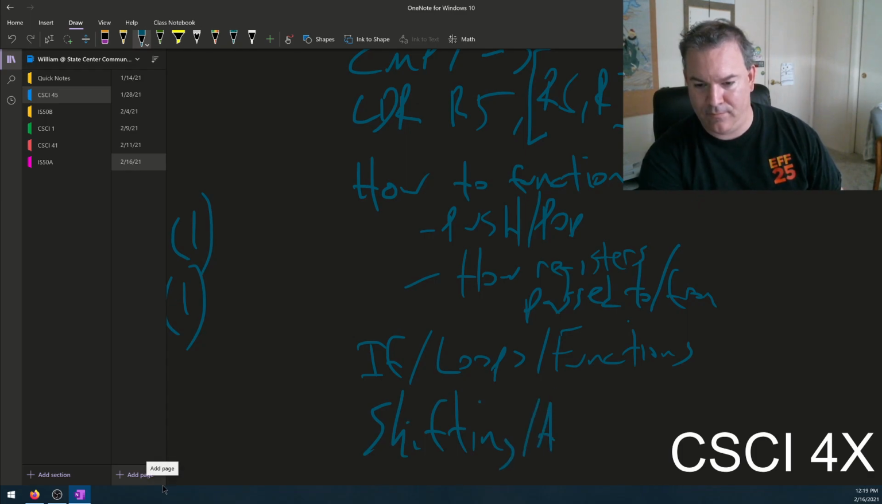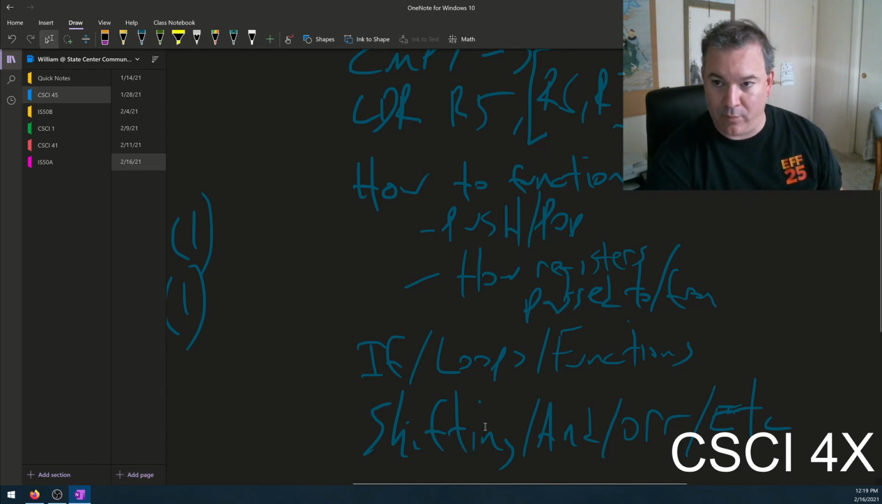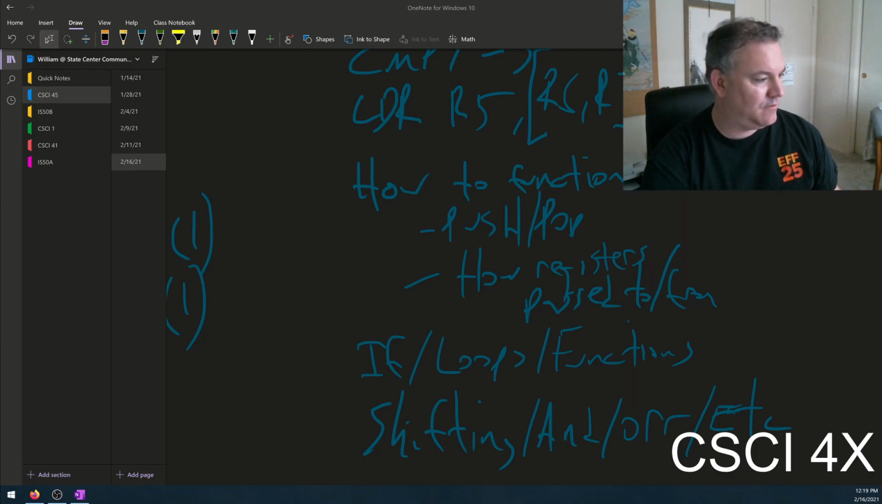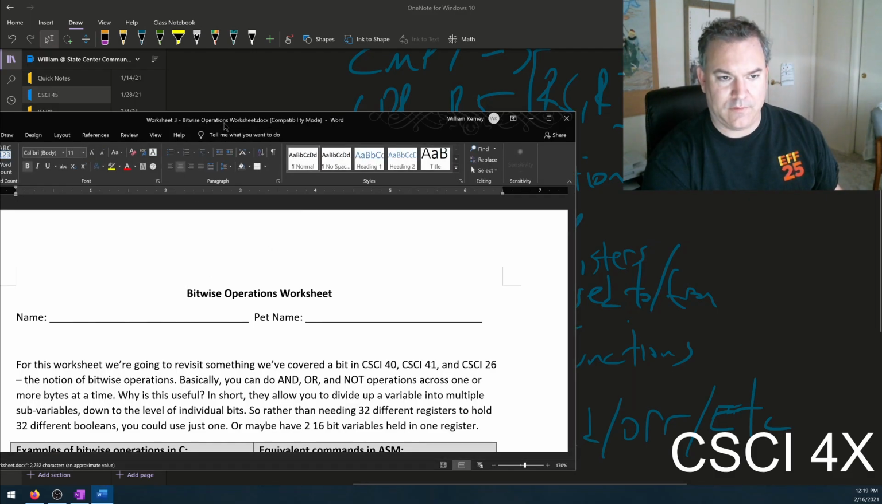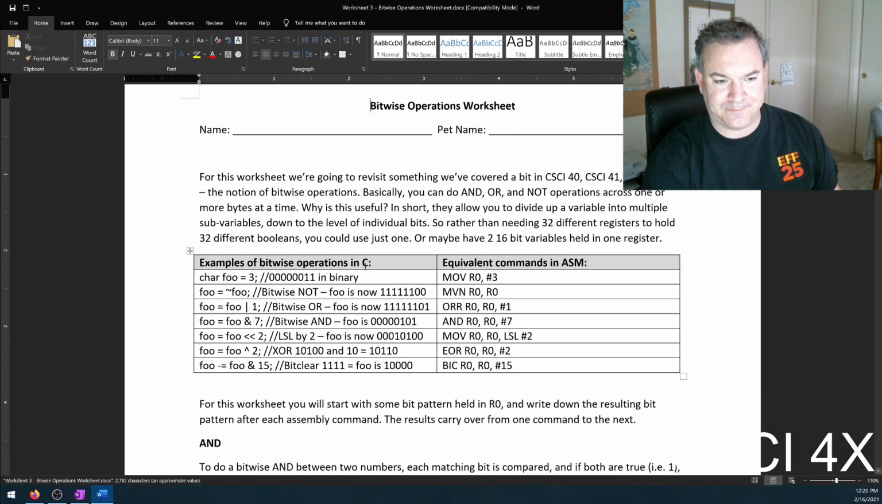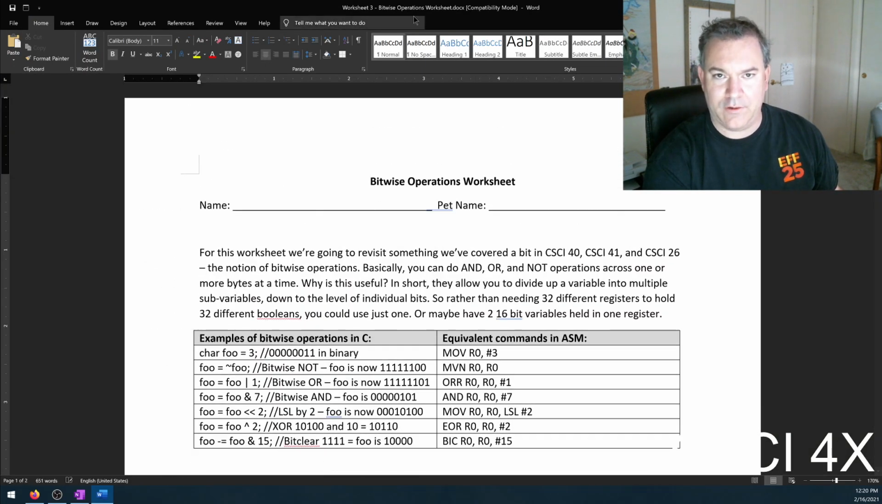Shifting and or etc. That's the topic of the worksheet. So the only thing you guys have to do between now and the midterm is the worksheet. That is on Canvas. It's called the Bitwise Operations Worksheet. And we'll talk about that in just a little bit.